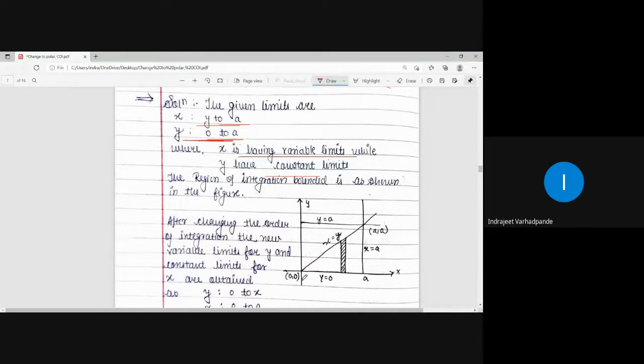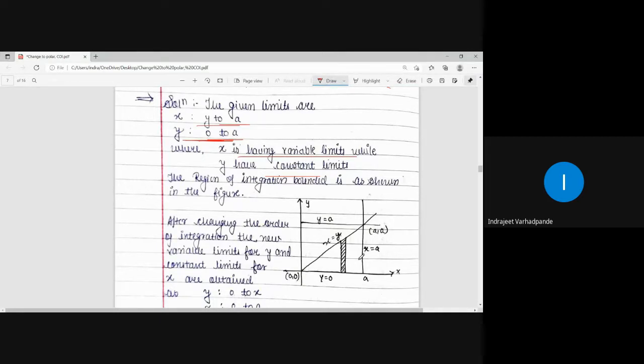X is equal to y is a line which passes through the origin. X is equal to a is a line which intersects the x-axis, parallel to the y-axis. Y is equal to 0 is the x-axis, and y is equal to a is a line which is parallel to the x-axis intersecting the y-axis. So I told you, the region which is common, cumulative, merged or overlapping, that is what is to be considered as the region of integration, right? So accordingly this is particularly identified as the region of integration.